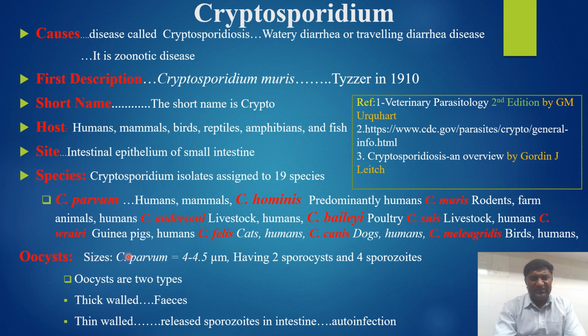So the oocyst size, especially of Cryptosporidium parvum, is 4 to 4.5 micrometers, having two sporocysts and four sporozoites, and there are two main types of oocysts. The first one is the thin-walled oocyst, and the thick-walled oocyst is excreted in the feces, while the thin-walled oocyst releases the sporozoites in the intestine, and then it creates auto-infection due to the higher immunity.